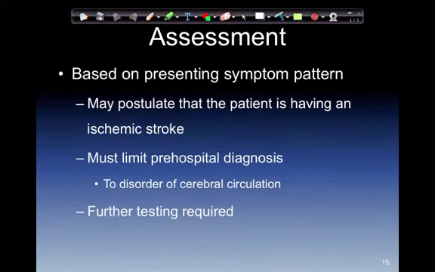Assessment based on presenting symptom pattern may suggest that the patient is having an ischemic stroke. Must limit pre-hospital diagnosis to a disorder of cerebral circulation, and further testing is required. That's because we don't have CAT scans in the back of the truck, we don't have full labs, so get them to a facility that can assist them.